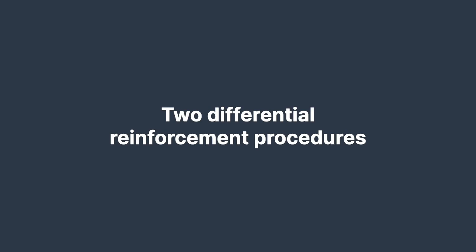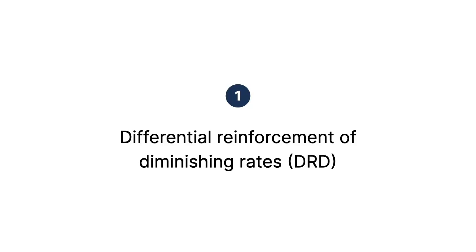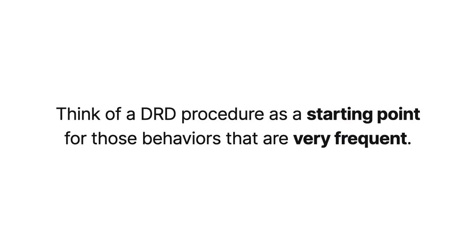Let's now discuss two differential reinforcement procedures commonly used when addressing behaviors disruptive to student learning within classroom settings. The first differential reinforcement procedure is differential reinforcement of diminishing rates, or DRD. Think of a DRD procedure as a starting point for those behaviors that are very frequent, where it would be unrealistic to say, okay, as long as you're not engaging in the problem behavior, you'll access reinforcement.